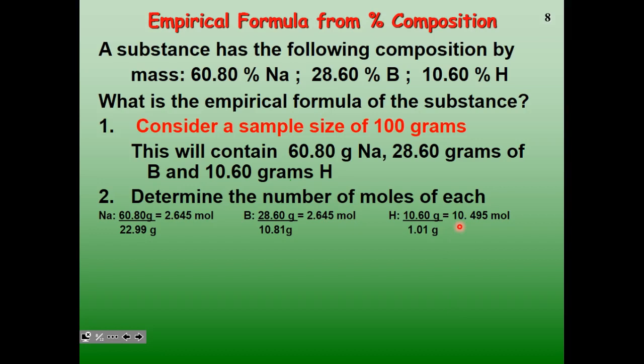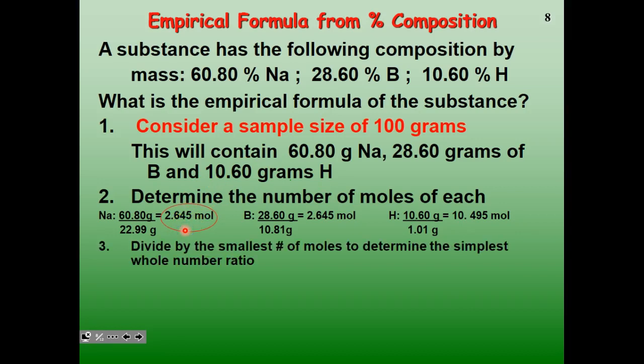Remember, the next step was to choose the smallest value, which is 2.645, and then go ahead and divide by that smallest number to determine the simplest whole number ratio. So we're going to take all our moles that we obtained in step 2 and divide by the smallest number. For sodium, 2.645 divided by 2.645 gives us 1. Boron, the same thing. We get 1. And for hydrogen, when we divide 10.495 by 2.645, we get a value very close to 4. I think it was 3.97. So we're going to go ahead and call that 4.